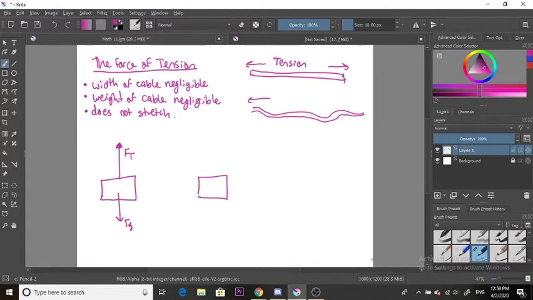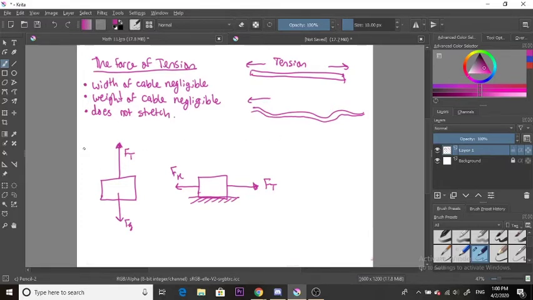Another example could be if you have a box that's on a flat surface and you are pulling it along. This is your force of tension. Now, the force that it's acting against is actually the force of friction in this case. So here we have the force of friction acting against our force of tension right here. For each of these different situations, your formula to calculate the force of tension is going to be different. It really depends on how you analyze these different situations.